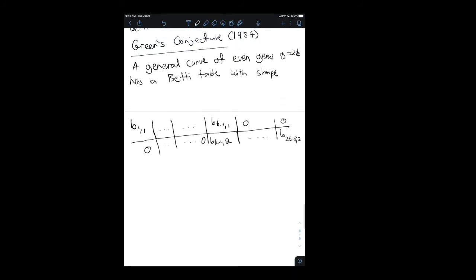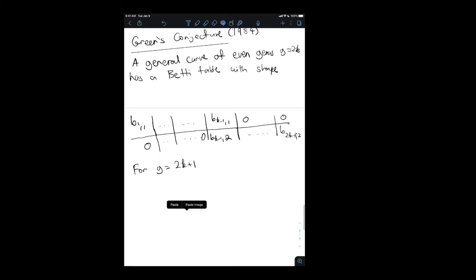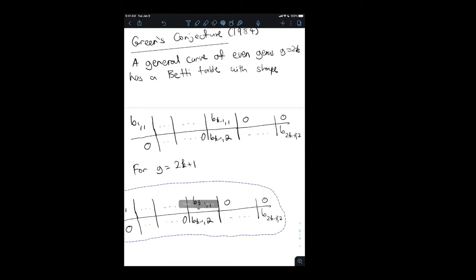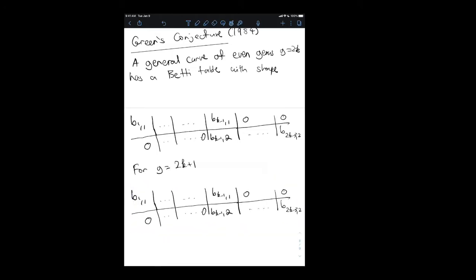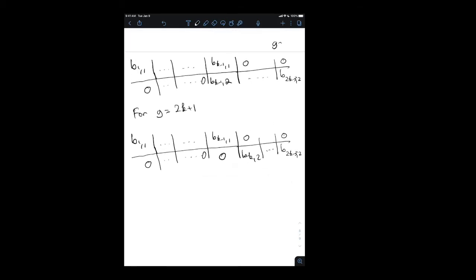And then for odd genus, the shape is similar, but there's a little bit of a shift. So now this entry is zero, and the next entry is non-zero, b_{k,2}. Okay, so these are the shapes that he conjectures for the Betti tables.